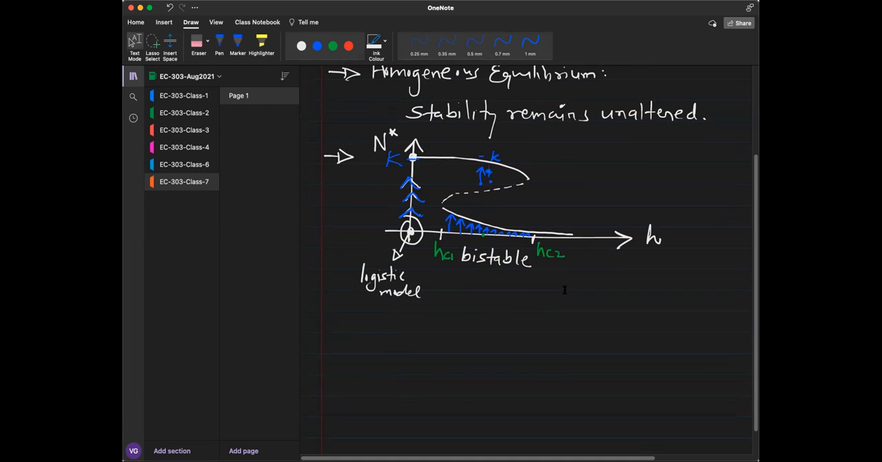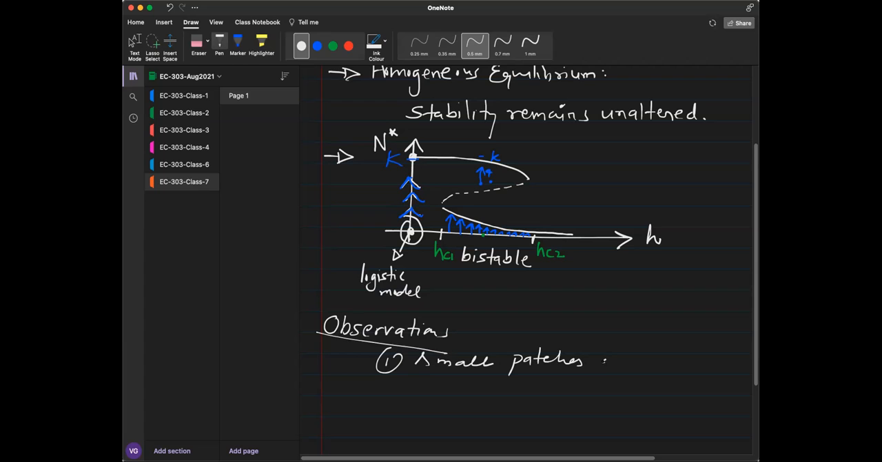Now let me make you do a guesswork here. First and foremost, I'm expecting one more comment from you. So here are our observations, right? From the numerical simulations in the bistable region. First is small patches of perturbations. What do they do? They die out, right?